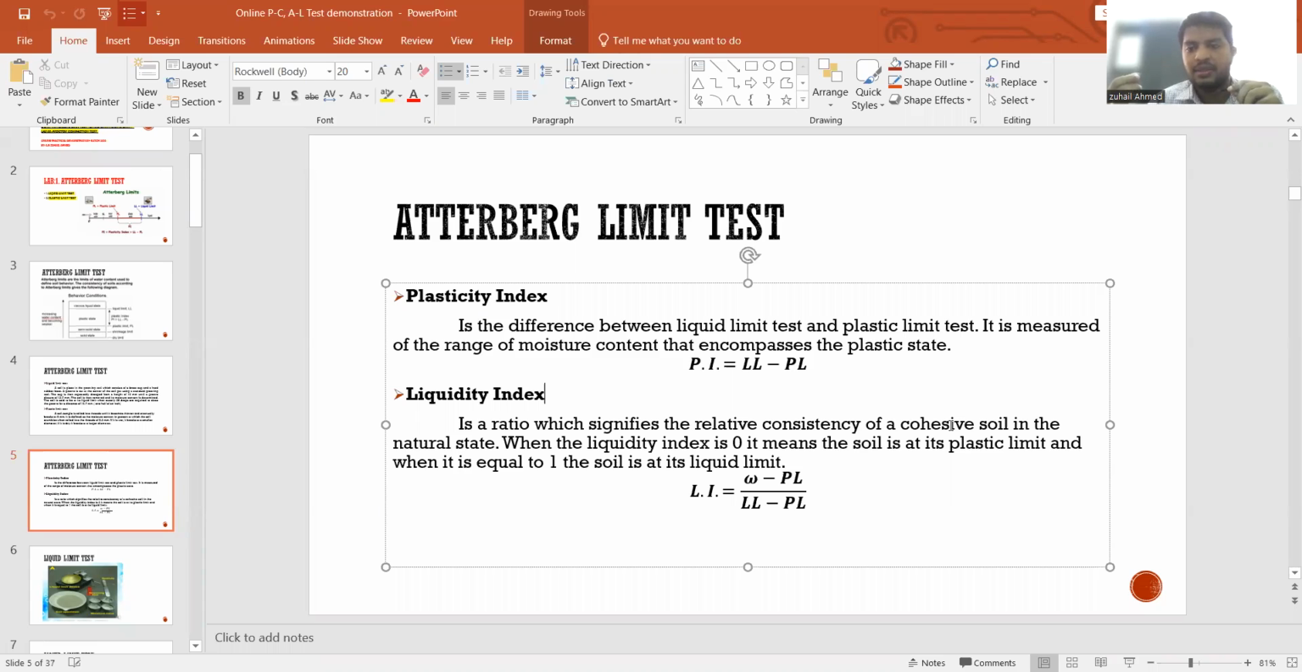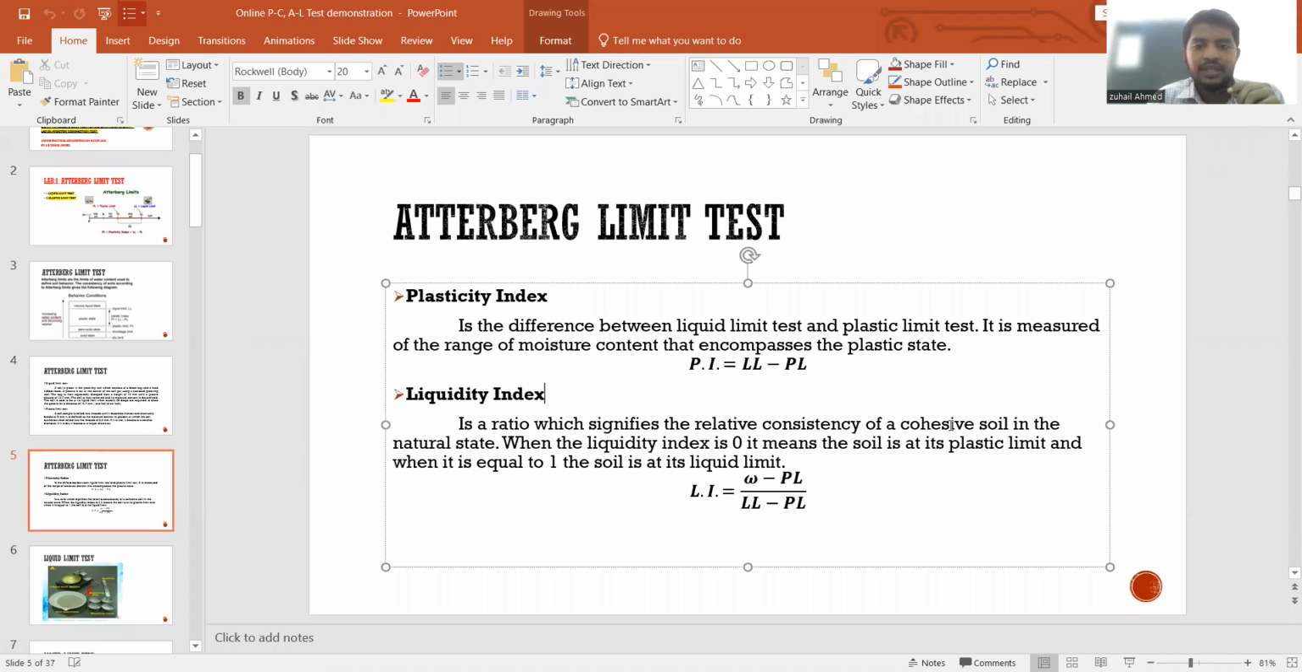There is a coefficient of cohesion, C, as we normally say. We will learn in future that for sand, we say C is equal to 0, and for clay, it is not equal to 0. There is a value.